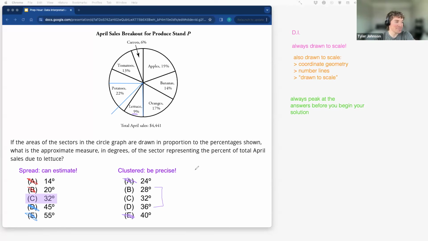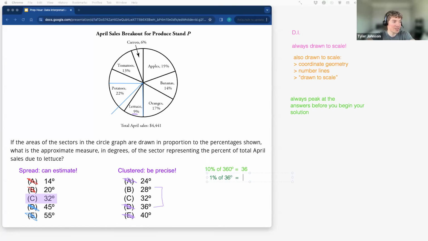And 9% is about 10%. So I'm just saying, what's 10% of 360 degrees? That's going to be 36. So my answer has to be a little bit under 36. I know D is out. And if you're still not sure between 28 and 32, just think what's 1% of 360.